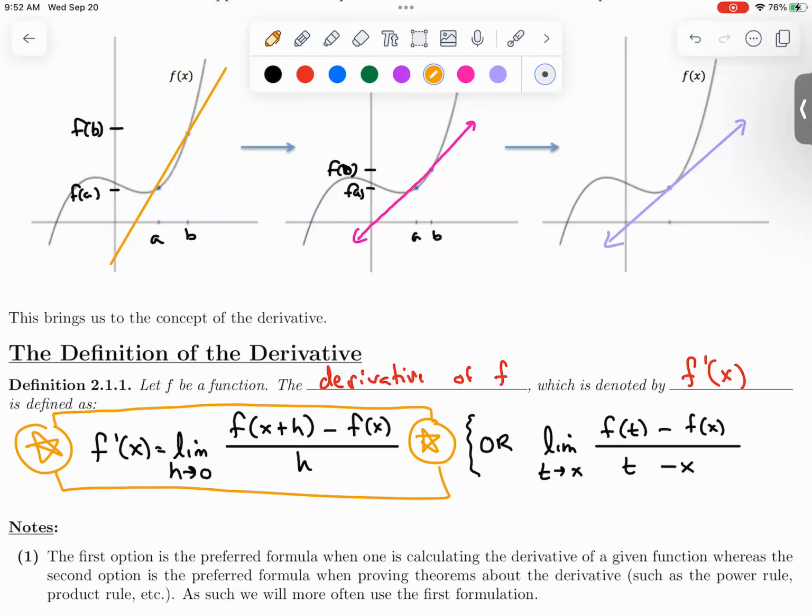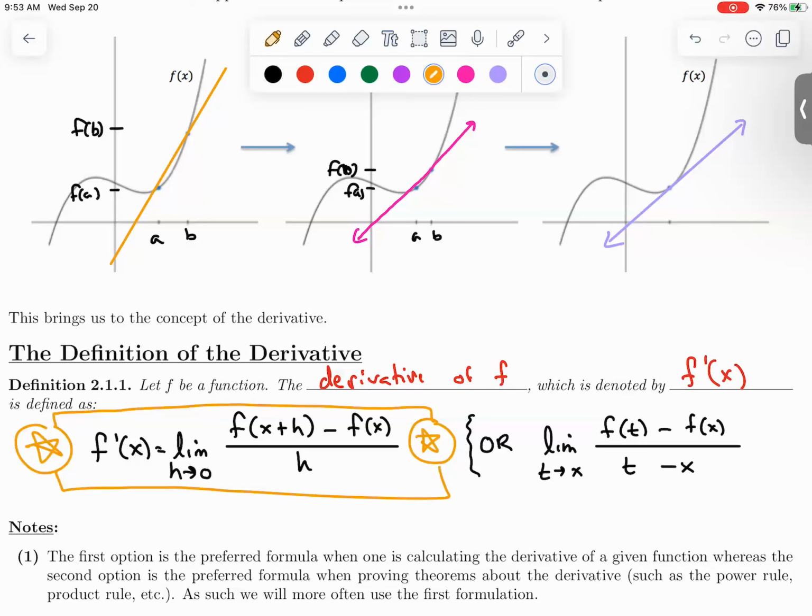That's the much better usage for us. As I've said in the note here, the first option is the preferred formula when computing derivatives, whereas the second version is far more useful when dealing with proving things for abstract functions. And you might be wondering, how are these the same thing?